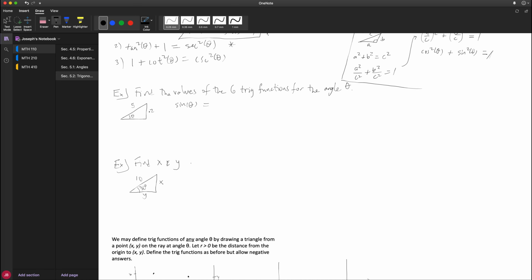That's opposite over hypotenuse. And we also automatically, therefore, know the cosecant of theta, which is just the reciprocal, 5 over 2. So it looks like we get those two for free.